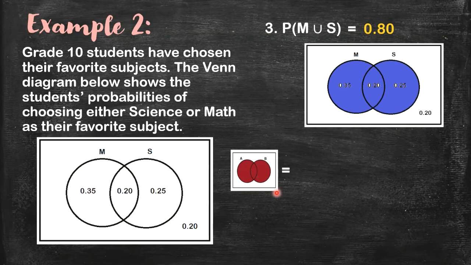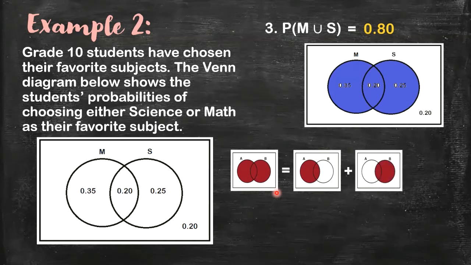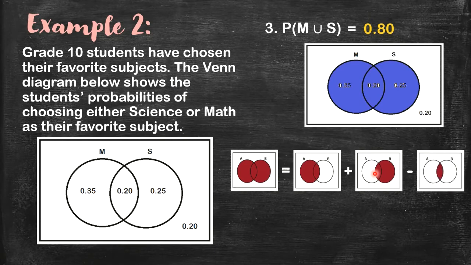This is equal to, tingnan nyo ha, si set A, and then, dadagdagan ko ng set B. But what do you notice? Tingnan nyo, na-double count yung intersection. Kasi kasama na siya dito kay set A. Kasama ulit siya dito kay set B. So, nag-double count, right? So, we need to subtract 1 intersection.